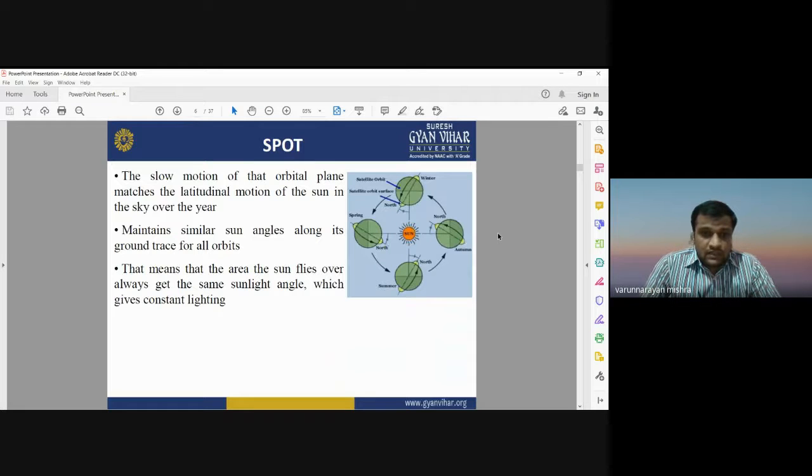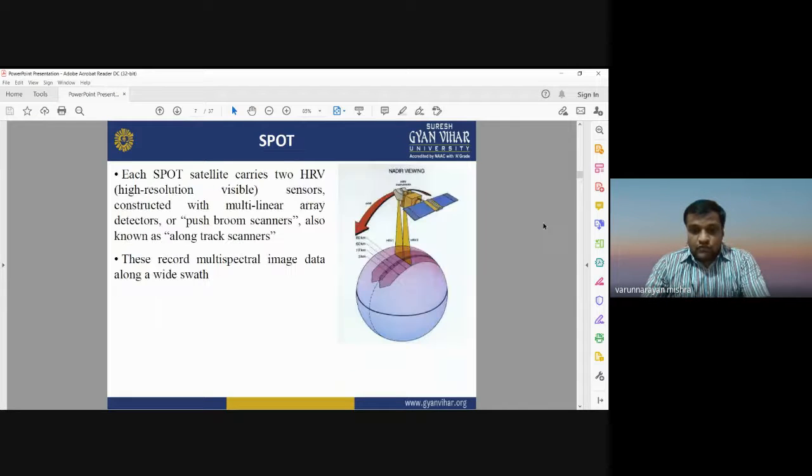These are some of the facts about the Spot satellite. The slow motion of that orbital plane matches the latitudinal motion of the sun in the sky over the year. It maintains a similar sun angle along its ground trace for all the orbits. That means the area the satellite flies over always gets the same sunlight angle, which gives constant lighting. Moving to the next slide.